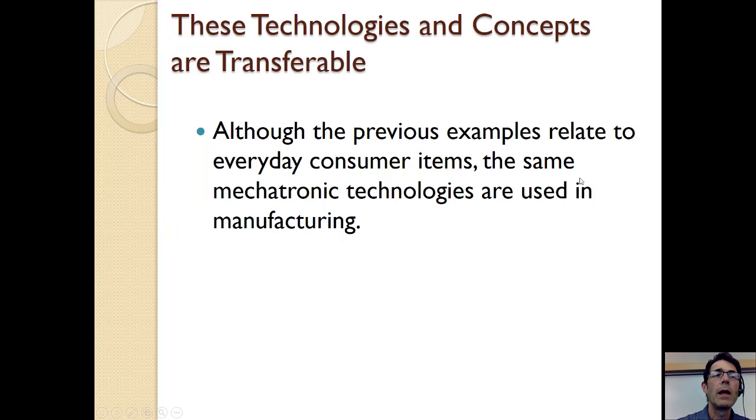All right. So these examples are all everyday consumer items, but the same technologies are used in manufacturing and in engineering and all kinds of product development and those types of very sophisticated robotic systems.